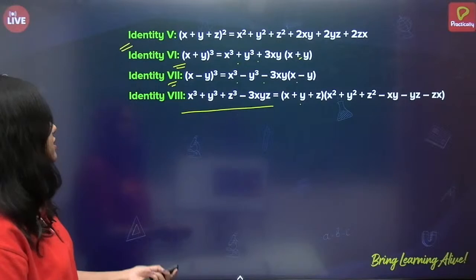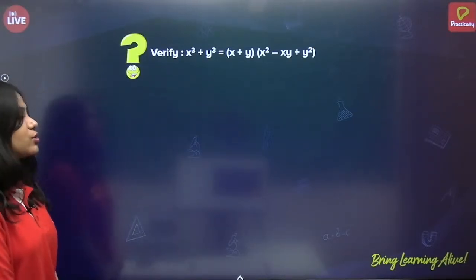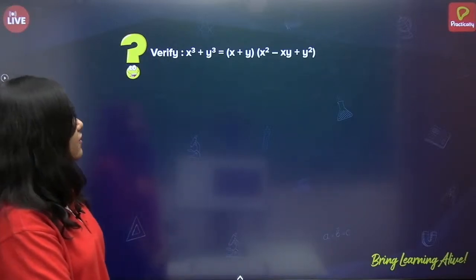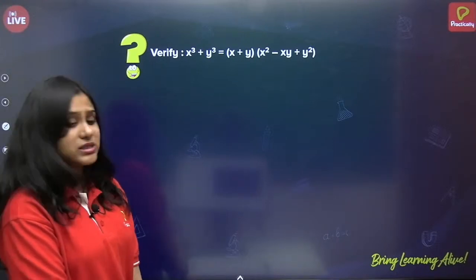So let us just see the application of it so that you'll understand. Okay, first is only verify. So let us verify: x cube plus y cube is equal to (x plus y) times (x square minus xy plus y square).